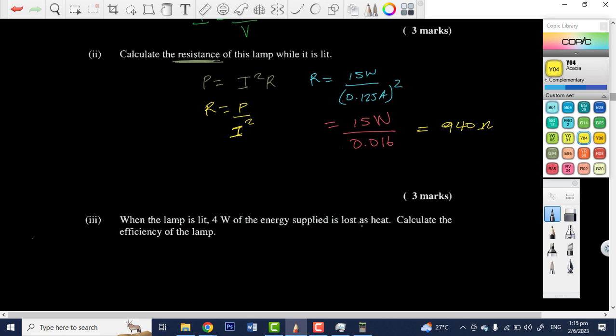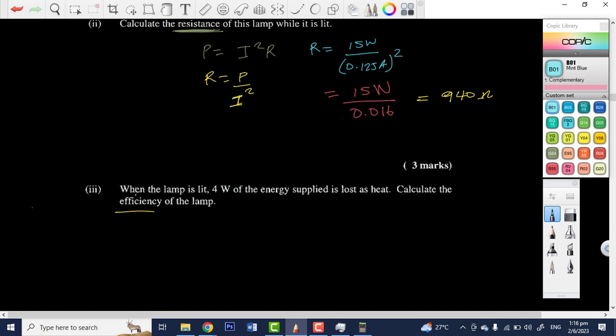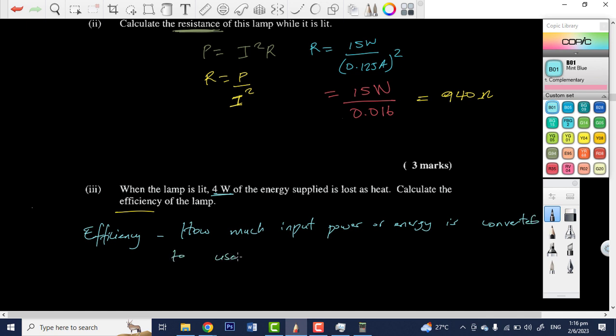So now, the next thing: when the lamp is lit, 4 watts of energy supplied is lost as heat. Calculate the efficiency of the lamp. For this question, they're looking at something different, efficiency. When we talk about efficiency, we're talking about how much input power or energy is converted to useful power or energy. That's really what efficiency deals with.